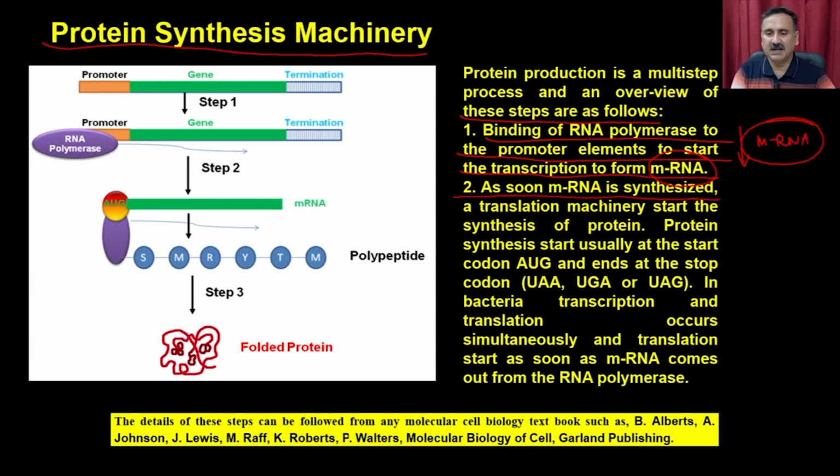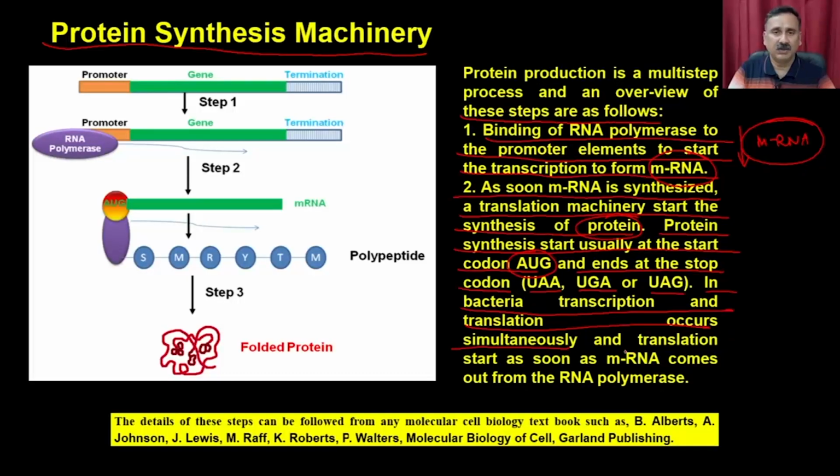As soon as the messenger RNA is synthesized, the translational machinery starts the synthesis of the protein or the enzyme. The protein synthesis usually starts at a start codon which is called AUG and ends at the stop codon, which is called UAA, UGA or UAG. In bacteria, transcription and translation occur simultaneously because there is no nucleus, right? Whereas in the eukaryotic system you are going to have the transcription inside the nucleus and then the translation is going to be outside in the cytosol.